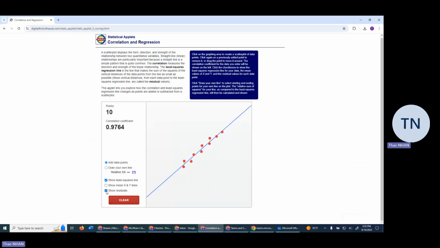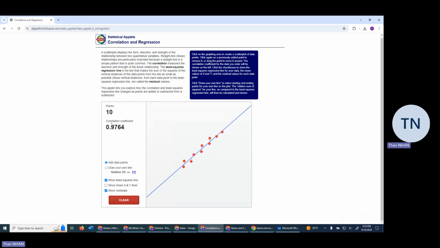If you were to click on show residual here, which is the distance from each of the points to this line, it's going to look very tiny, okay? Very small. The smaller the residual, the better your least squares regression line is going to be, because it's telling you that this linear equation would best describe these points.